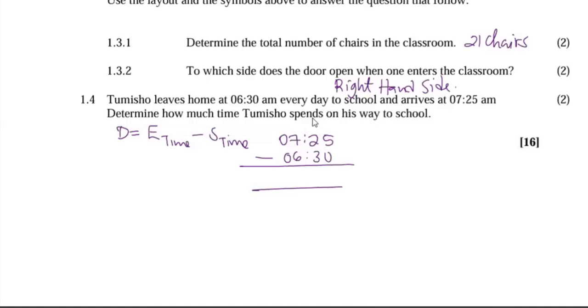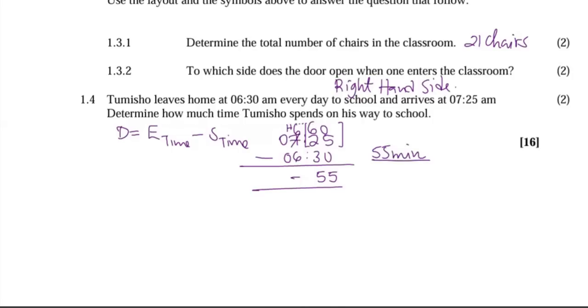So a mere calculation. The 25 is smaller than 30. You can't subtract 30 from 25. So what do we do? We borrow from 7. Remember, these were hours. So if you borrow 1 hour, you've borrowed 60 minutes. So 60 plus 25, you get 85. 85 minus 30, you remain with 55. Then here we are remaining with 6. 6 minus 6, you get 0. So the person spends 55 minutes.